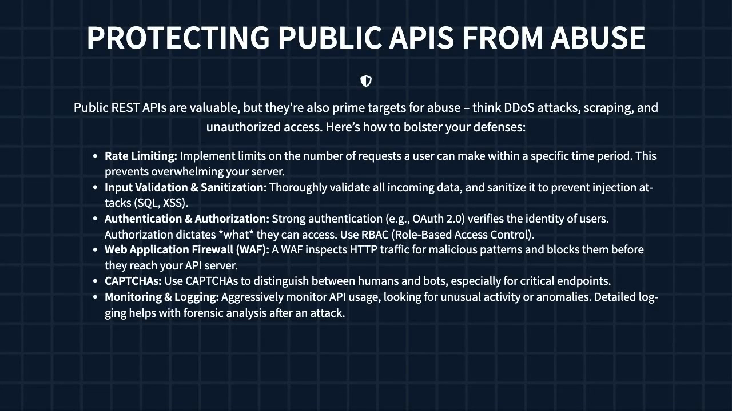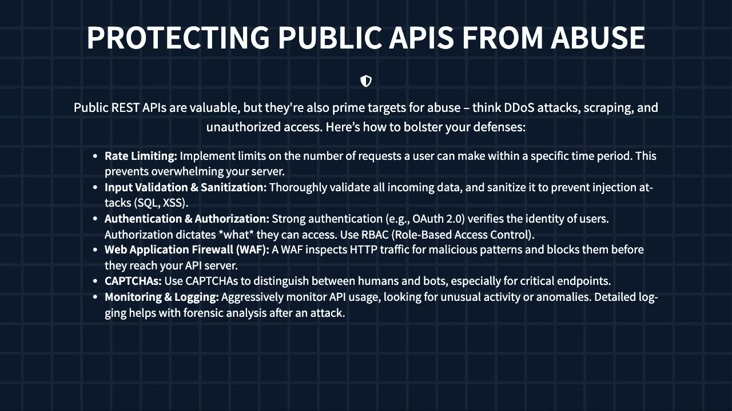Okay, let's talk about keeping your public API safe from bad actors. It's really important to think about how attackers might try to abuse them. One key thing is rate limiting, basically telling users how many requests they can make in a certain time period. That prevents things like denial of service attacks. Then always validate and sanitize all the data you receive from clients. This helps protect against injection problems.